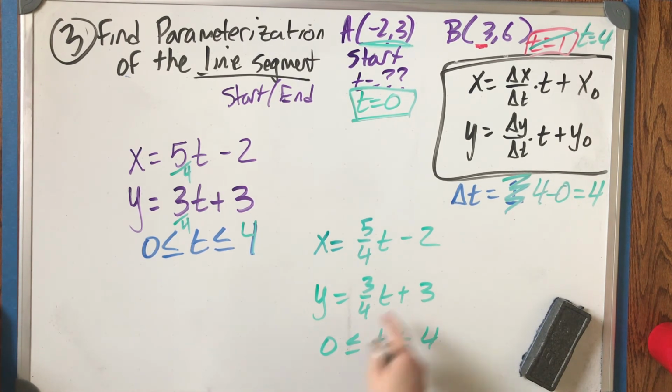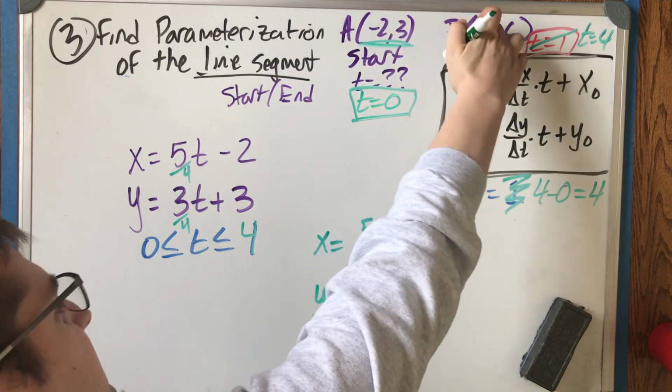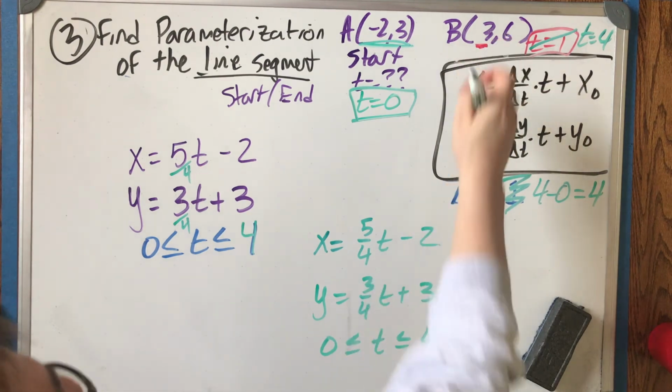And if you want to check it, just plug in 0, you'll get -2 and 3. If we plug in 4, the 4 is going to cancel with the 1 on the bottom, so we'll have 5 minus 2, which gives us 3. Same thing here, 4 and 4 cancel, 3 plus 3 gives us 6.